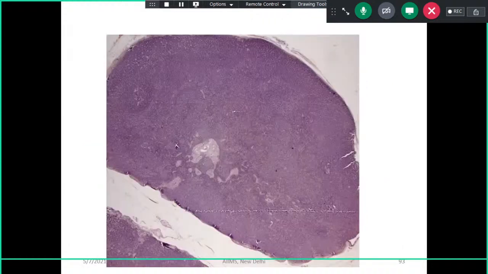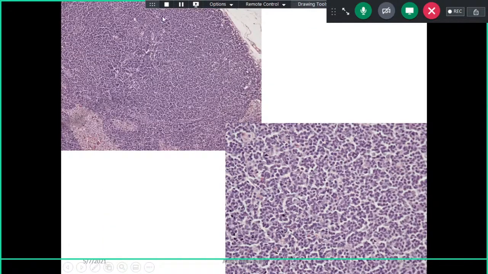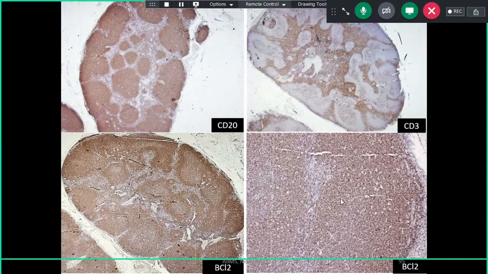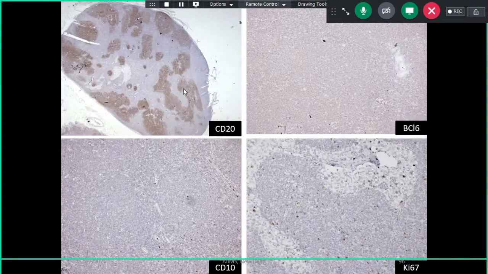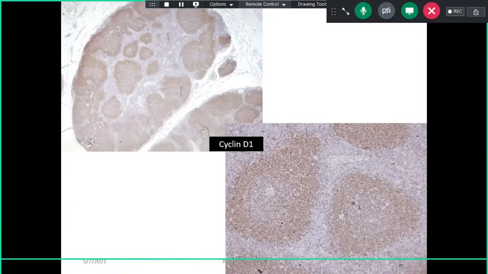Okay. So here you can see complete effacement of the architecture. You can see very vague nodules. Again, in the higher power, it is small cells with cleaved nuclei. CD20 positive, BCL2 positive. CD5 positive, BCL6 negative, CD10 negative. I told you CD10 and BCL6 are markers for follicular lymphoma, so there is no follicular lymphoma. Now cyclin D1 is positive. See, so it is a mantle cell lymphoma. So CD5, cyclin D1, mantle cell. Then CD10, BCL6, follicular.